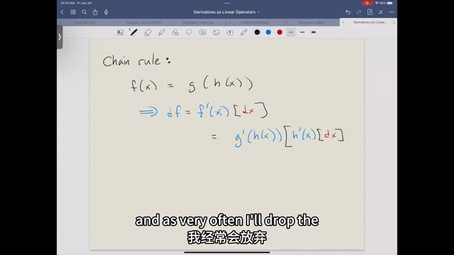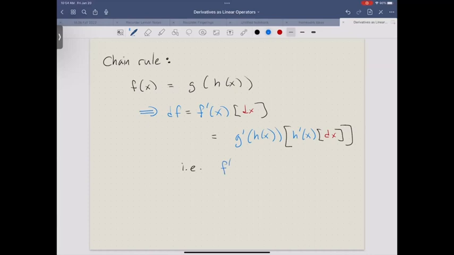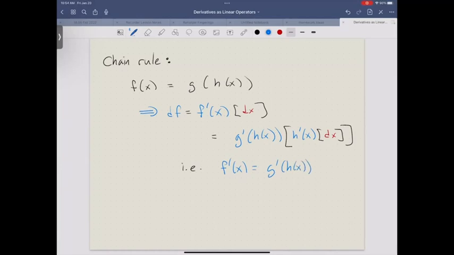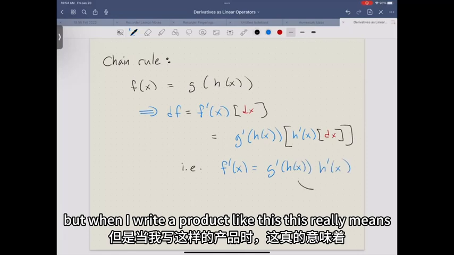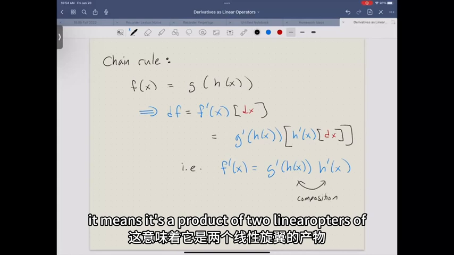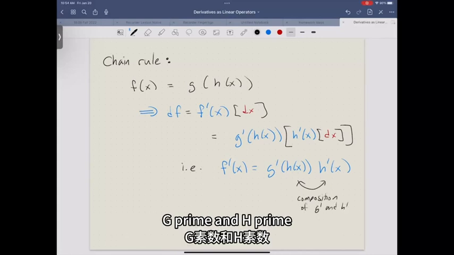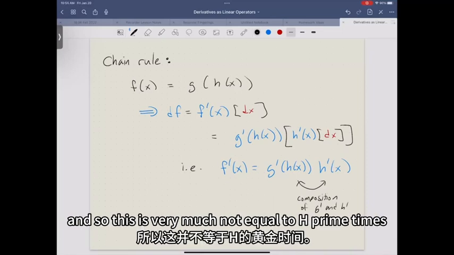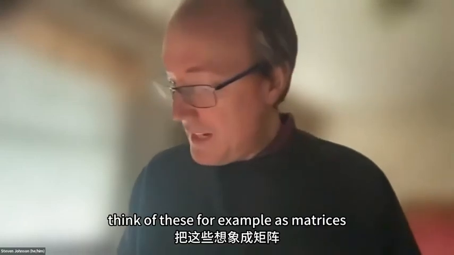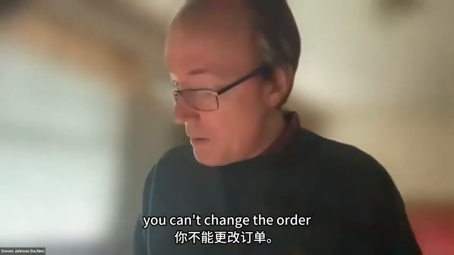And very often I'll drop the dx and write f prime of x equals g prime of h of x, h prime of x. But when I write a product like this it really means the composition. It means it's a product of two linear operators, g prime and h prime. It means you do h prime first and then g prime. And this is very much not equal to h prime times g prime. Right? You can't think of these, for example, as matrices, right? You can't change the order.